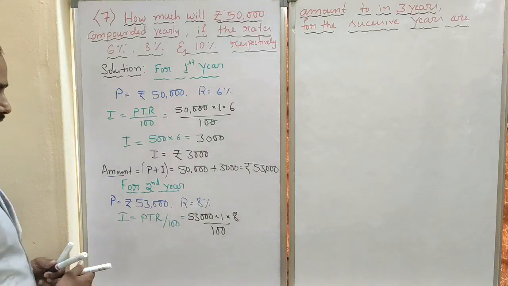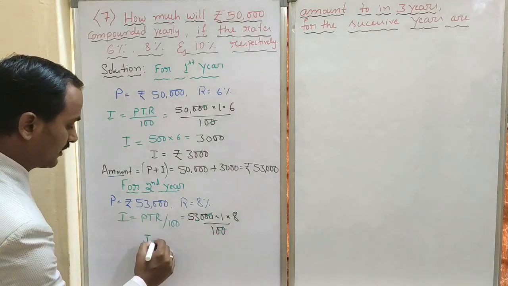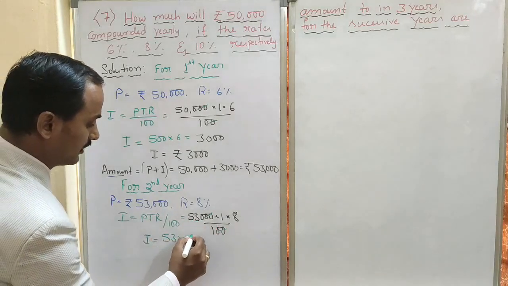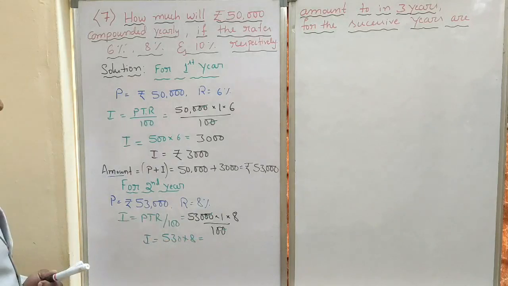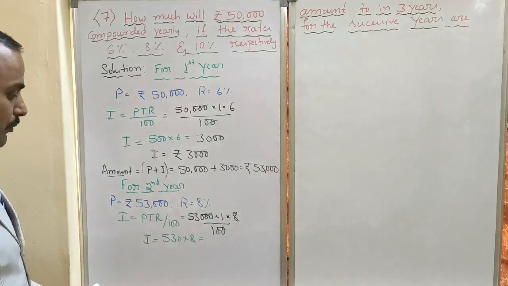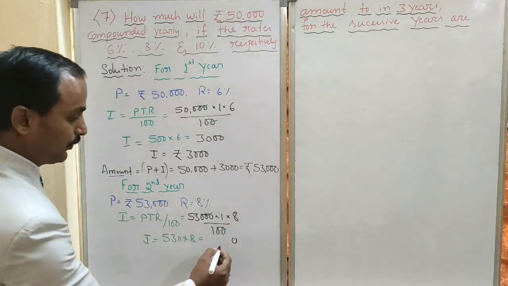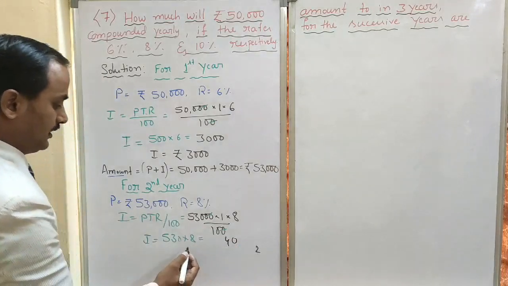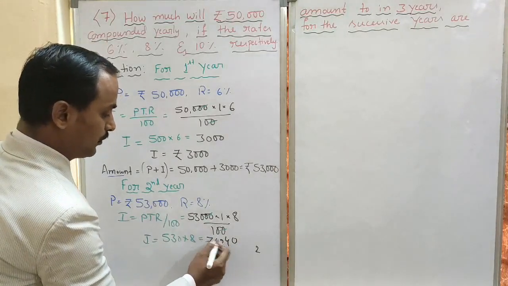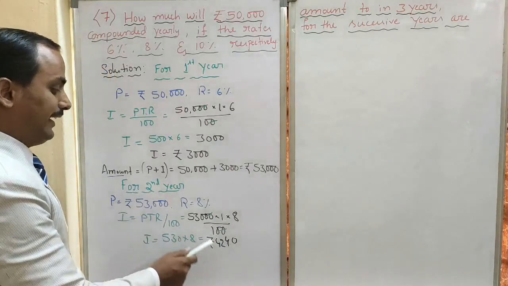Easy, sir? Yes, you will do it easily, I know that. 20 and 20 cancel. Interest is 530 into 8. What is the value? See, 530 should be multiplied by 8. 8 into 0, 0. 8 threes are 24, 4 and 2 carry. Then 8 fives are 40, 40 plus 2, 42. That becomes rupees 4,240 for the second year interest.